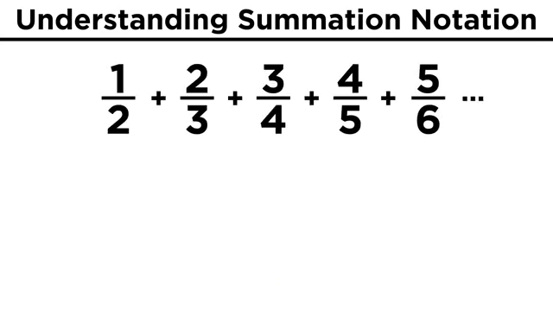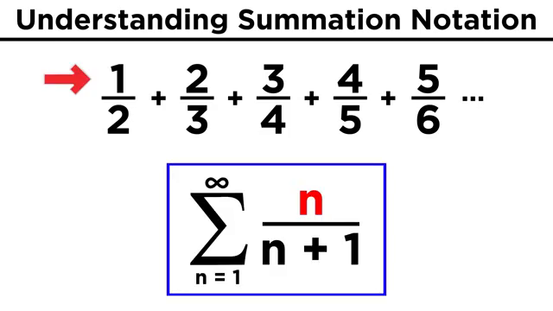How about this one? 1/2, 2/3, 3/4, 4/5, and so on. Well, the top number in the fraction is equal to n, but the denominator is always 1 more than that, or n plus 1. So it's n over n plus 1. Things can certainly get trickier.